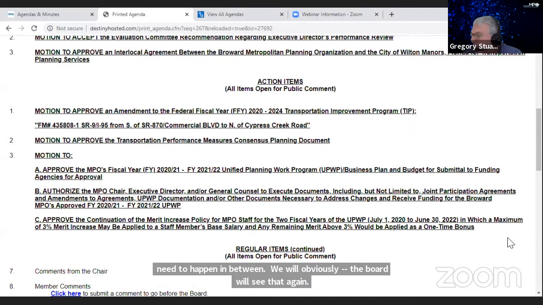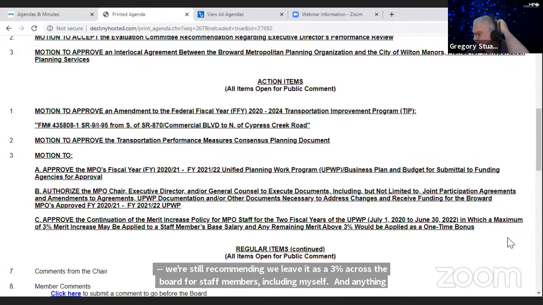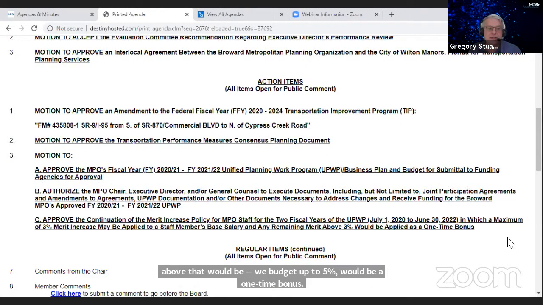Based on our estimated budget, we're still recommending we leave it as a 3% across the board for staff members, including myself, and anything above that, and we budget up to 5%, would be a one-time bonus. And with that, that is the action items. Any questions on any of those?